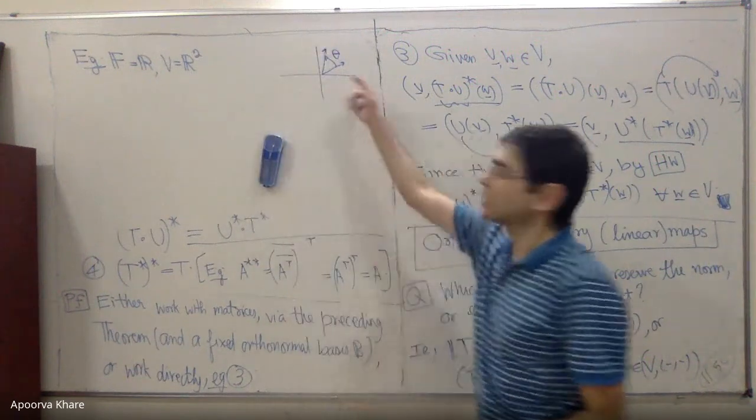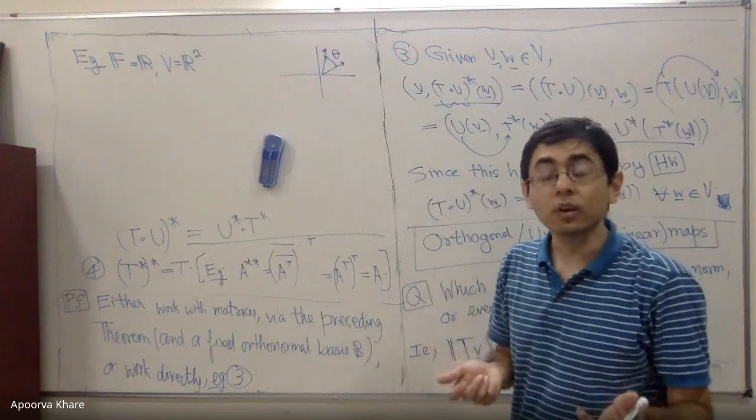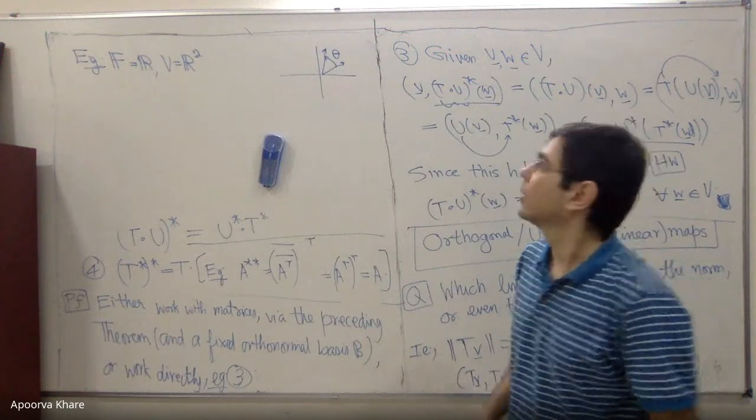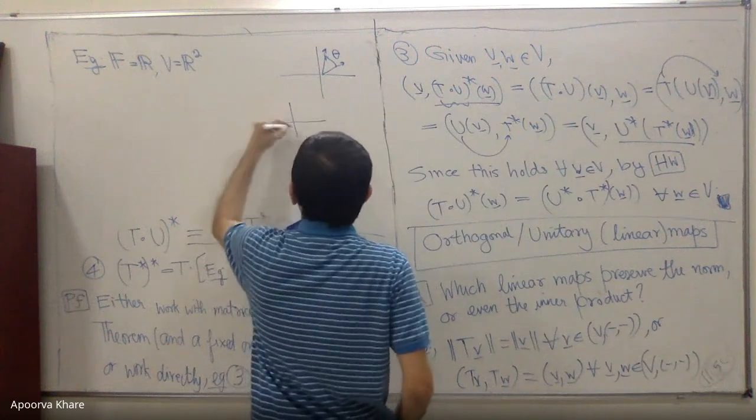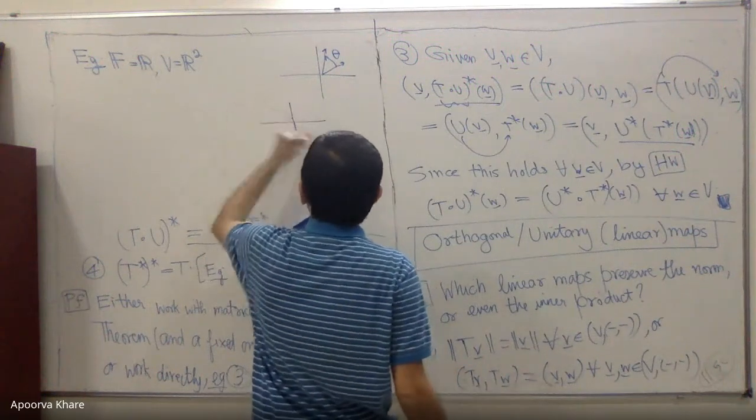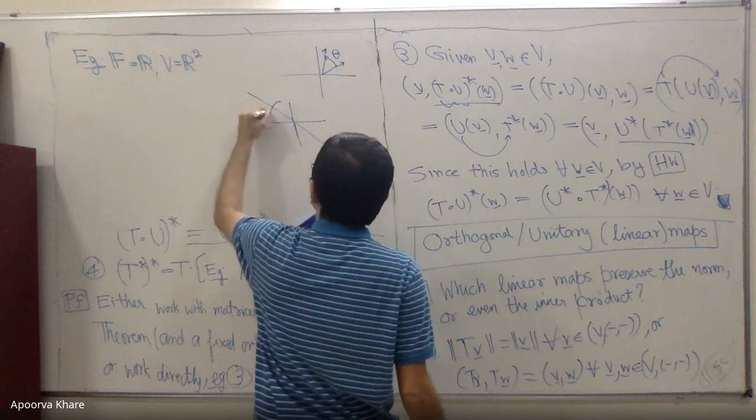You can check that this rotation preserves lengths. In fact, it also preserves the inner product. Another map is reflection. I could reflect it about any axis. I can reflect it about this axis.